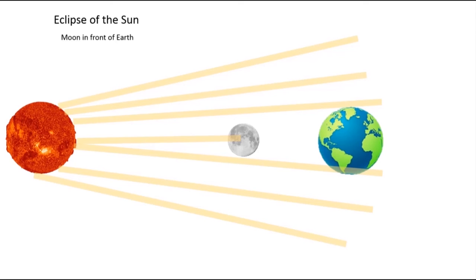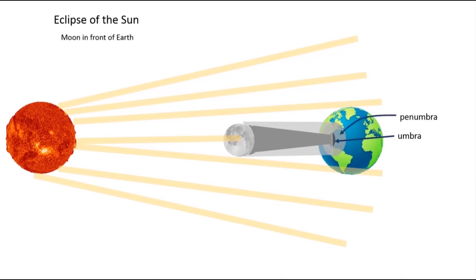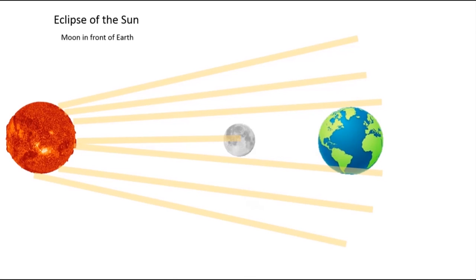It will cast shadows on Earth like this. At this point, the darker shadow is called the umbra, and the lighter one is called the penumbra. As the moon continues its way around Earth, the shadows cross the Earth. People who are in the path of the umbra will see the total eclipse. This path is called a path of totality.